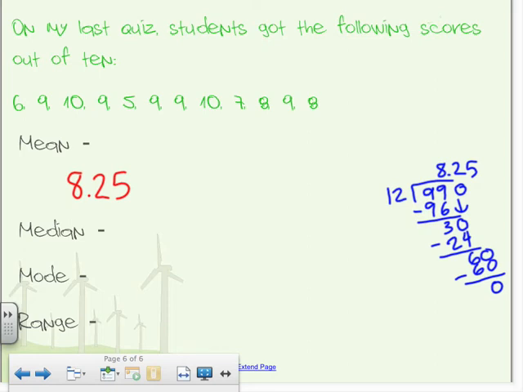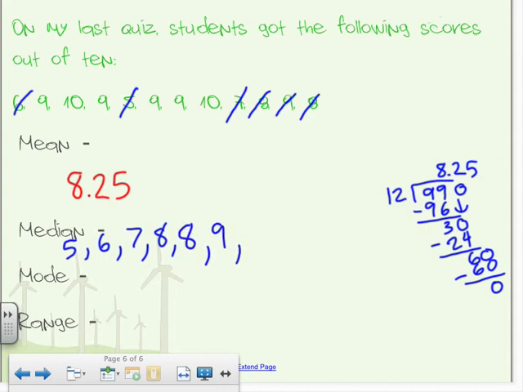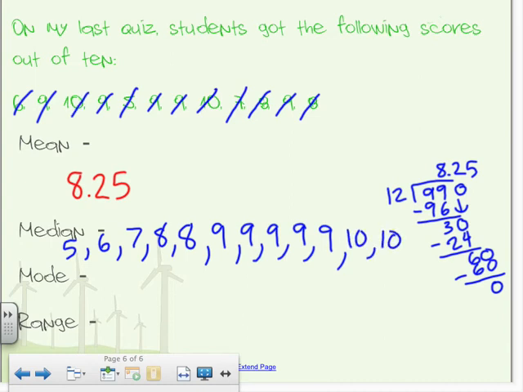All right, median. So remember our first step for median is we have to put the numbers in order, okay? So I have to find the lowest one, there's 5, and I'm going to cross them out as I go so I make sure I'm not missing anything. 7, 8, another 8, 9, then 4 more 9s, and then 2 10s. And it's a good idea just to make sure I got 12 numbers. And I know there were 12 before because that's what I divided by.